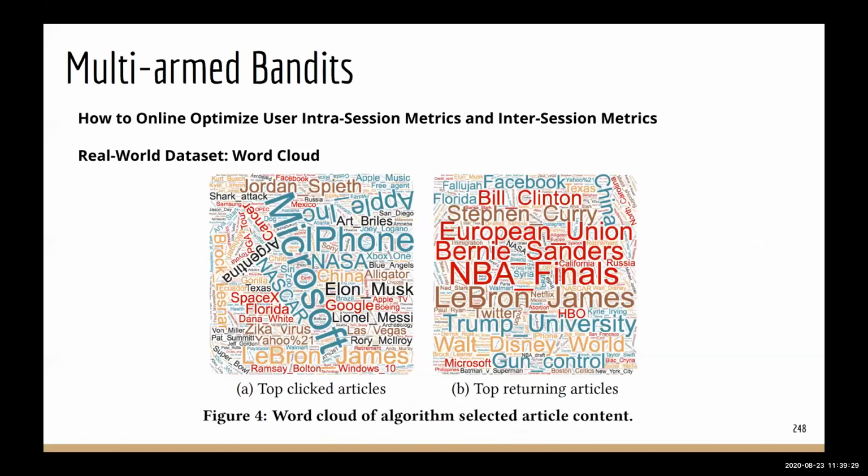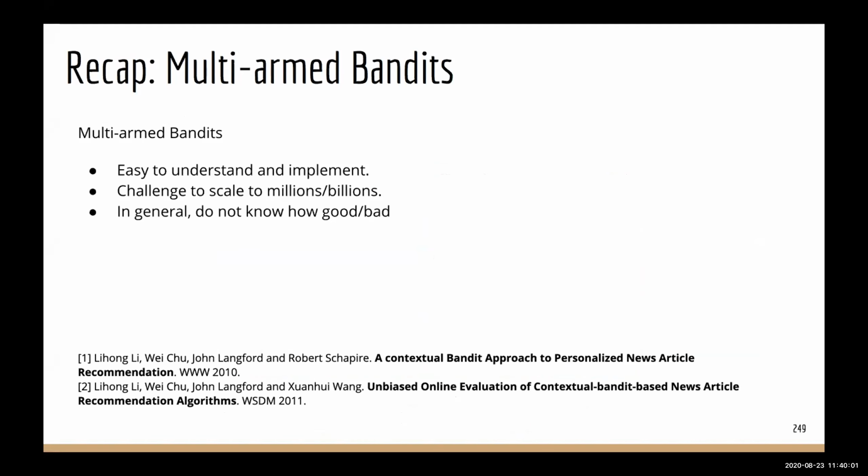And the nice thing we discovered is that after deploying this model, we can see they are recommending very different articles. In this case, you can see that if we recommend only click articles versus the articles that help users to return, you see the tag cloud, the words are very different. So there are indeed different elements of the articles that cause users to click or return. This is a nice property that we discovered.